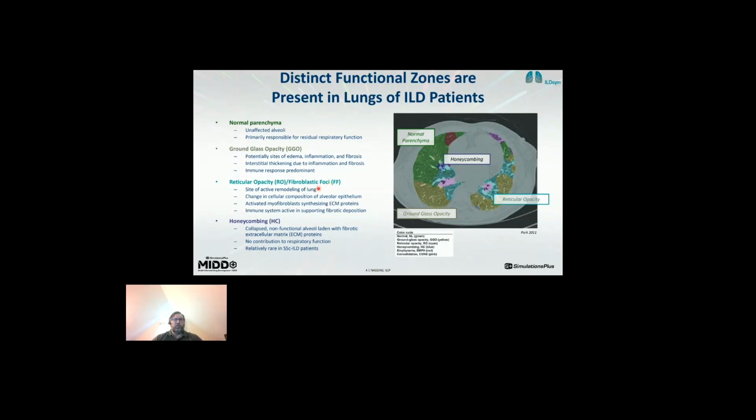In these patients with SSc-ILD, there's not as much honeycombing as there might be in IPF, but we do represent areas where there's collapsed lung function due to too much extracellular matrix buildup, and those have no contribution to respiratory function. They're relatively rare in these patients. Those are the main areas that we need to consider in representing what's going on in these patients.